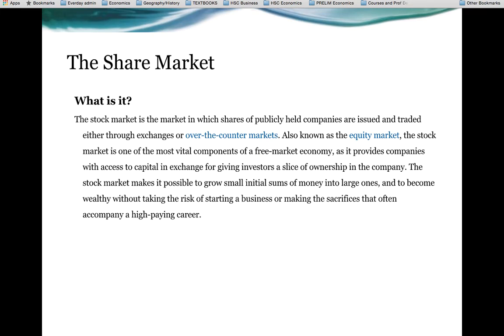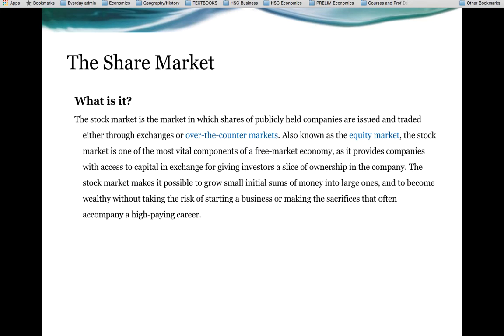Okay, moving on to the third idea, the share market, okay? The share market or the stock market is the market where shares of publicly held companies are issued and traded. We can also call this the equity market, okay? And this is vital, or it plays a really important role in the free market economy, okay?